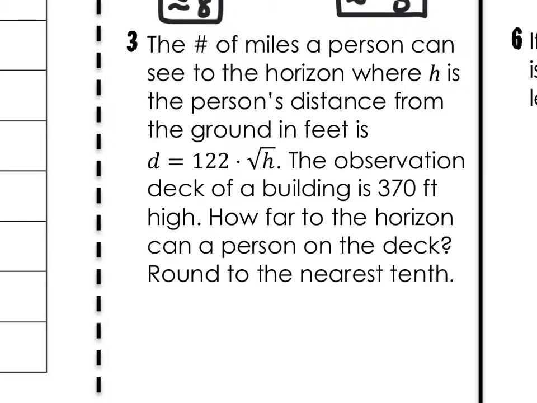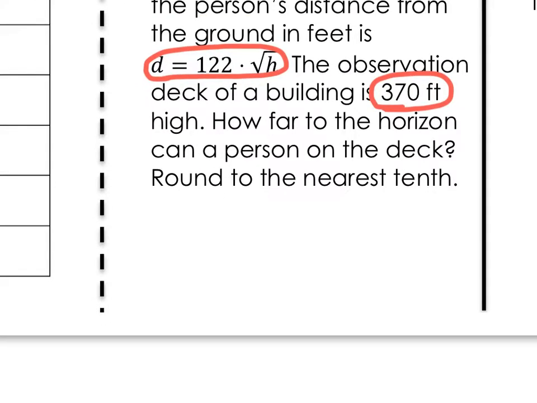So we're going to use this equation right here, and we know that 370 feet is the distance from the ground to the observation deck. So that is what h is. So then we just plug it into our formula. So here is our equation. And the problem with this is it wants us to round, it says to round to the nearest tenth.